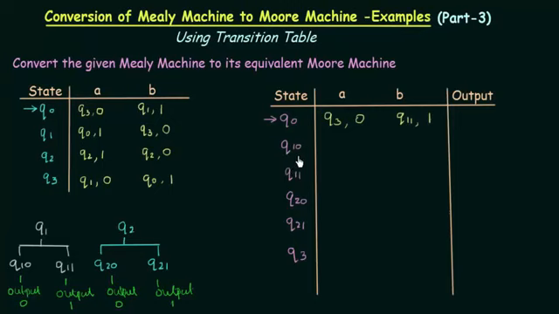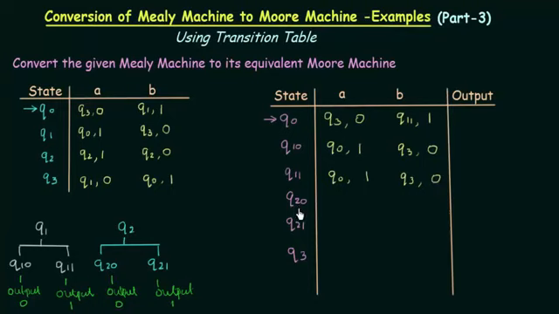So let's come to Q10. Use this row of Q1 to check for that. Q1 on input A goes to Q0 giving output 1. We did not make any change for Q0, so I can write it as it is, Q0 output 1. And on input B it goes to Q3 giving output 0, and Q3 also was not changed, so I can write Q3 giving output 0. Now for state Q11 also do the same thing using this state Q1 and you will get the same result.